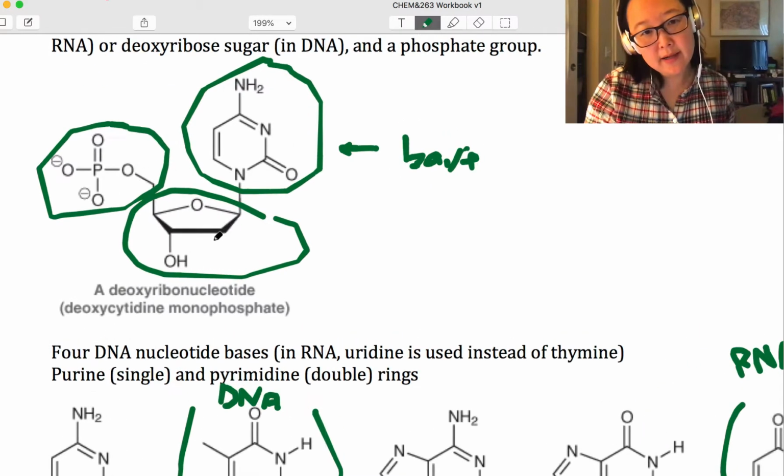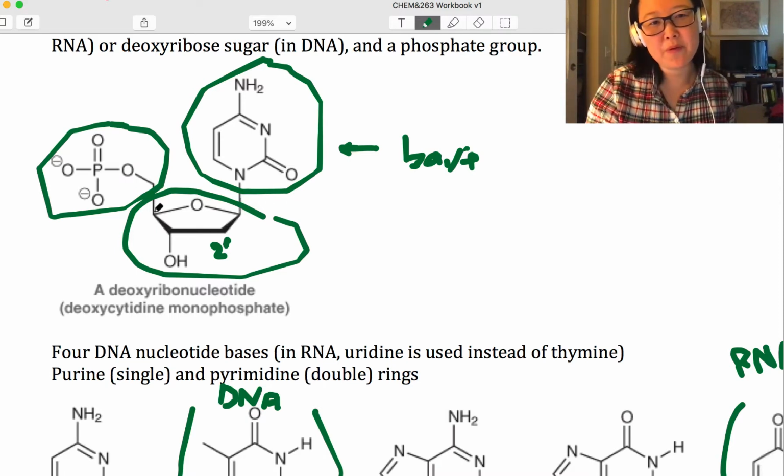And this is what we call the 2'. So often you see prime numbers. So this is 1', 2', 3', 4', and 5'. And the 3' and 5' locations are actually really important in how these nucleotides link together.